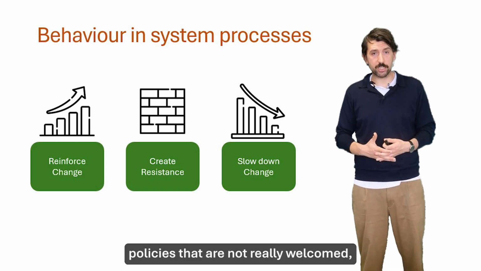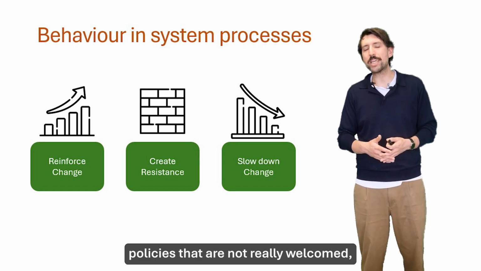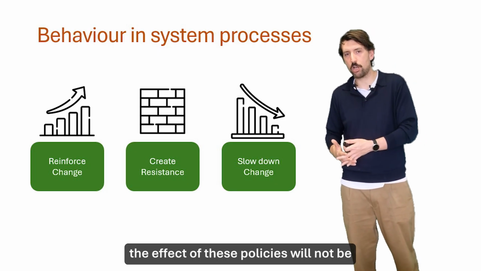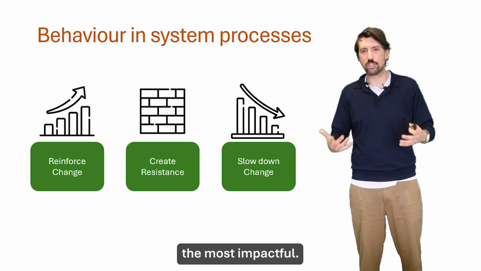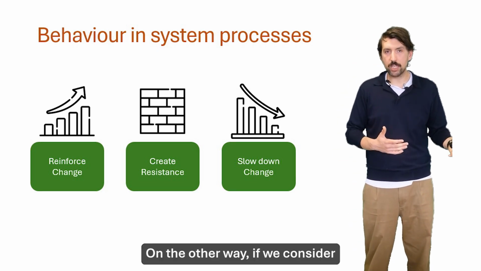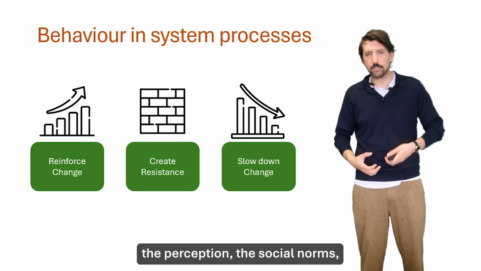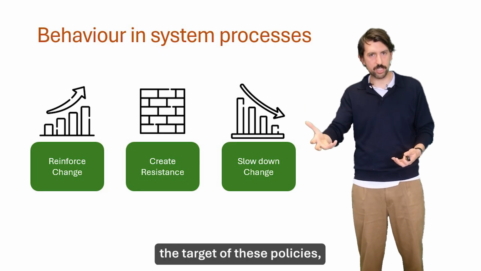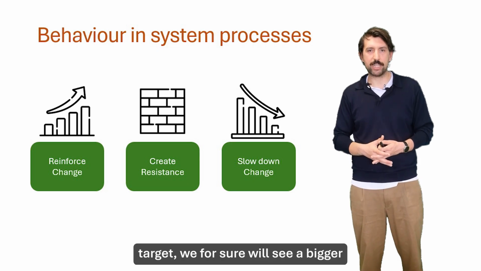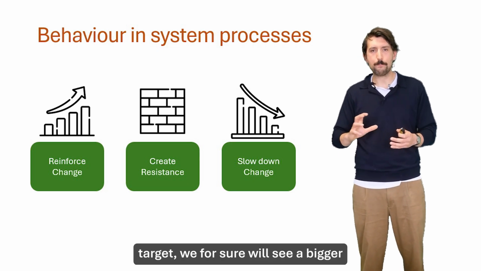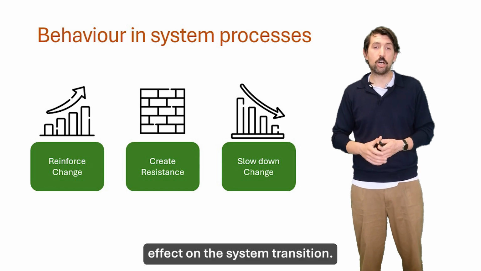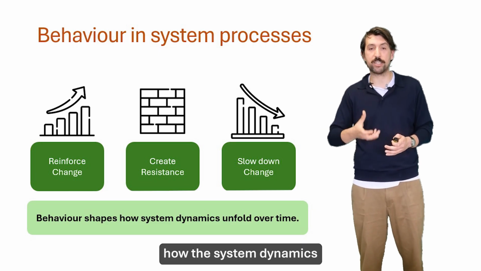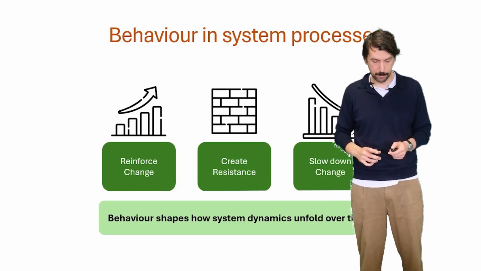If we implement these policies and they are not really welcome, we will most likely see that the effect of these policies will not be the most impactful. On the other hand, if we consider the perceptions, the social norms, the cultural dynamics of the target of these policies, and we align with this target, we for sure will see a bigger effect, a higher effect on the system transition. So the behavior shapes how the system dynamics unfold over time.